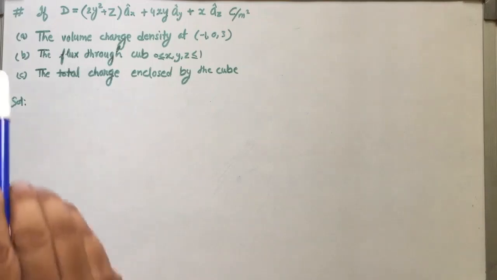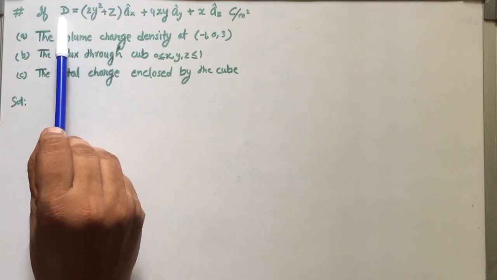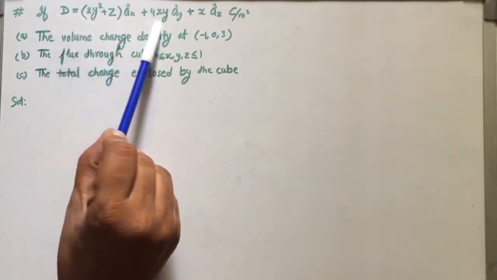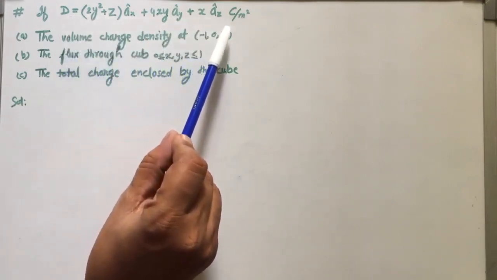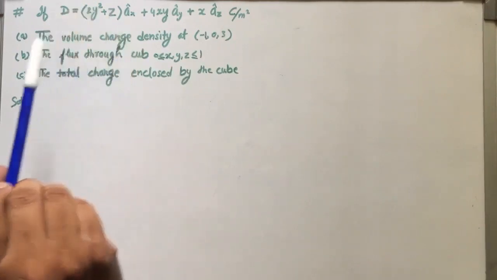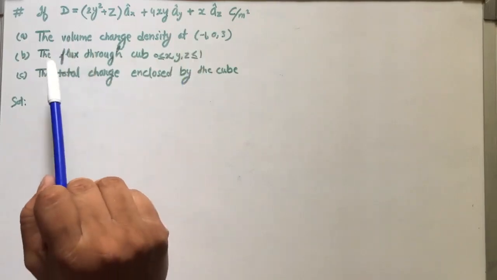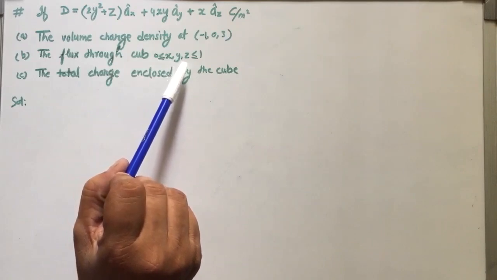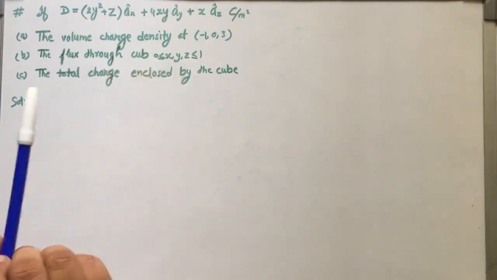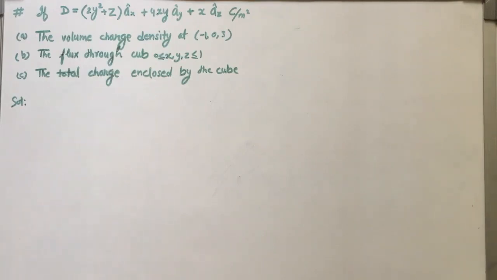The problem is given as: if the function is given in x, y, z coordinates, the field is given as D equal to this, in coulomb per meter square. Now we have to find the volume charge density at this point. The second thing, the flux through the cube of length 1 unit and the total charge enclosed by the cube. So let us start.